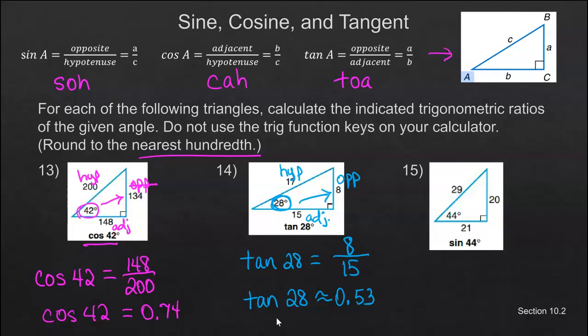All right, last we're finding the sine of 44. So sine is opposite over hypotenuse. Remember, hypotenuse is across from the right angle, also the longest side of the triangle. And that's 20 over 29. When we simplify that, it is 0.69.